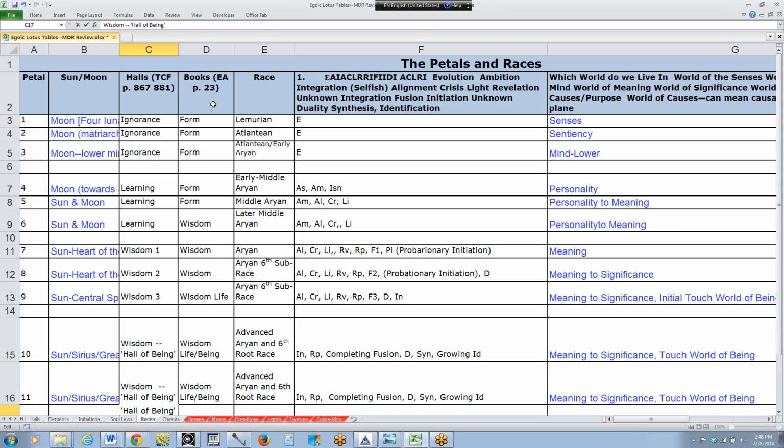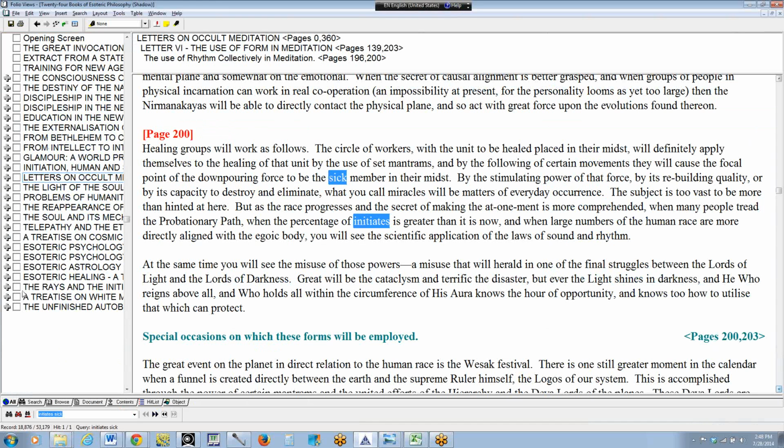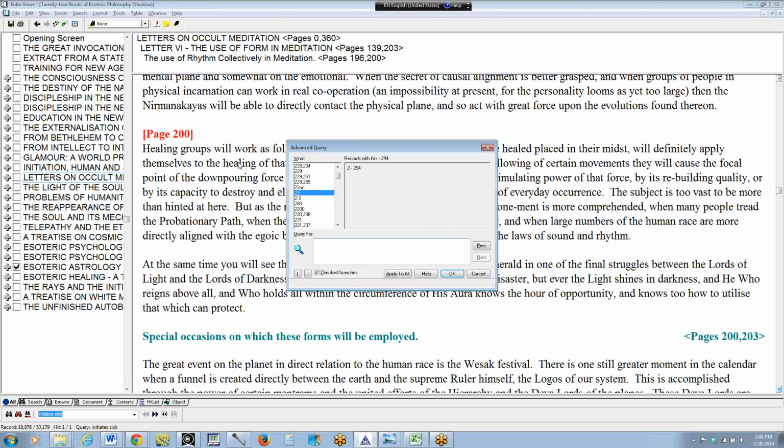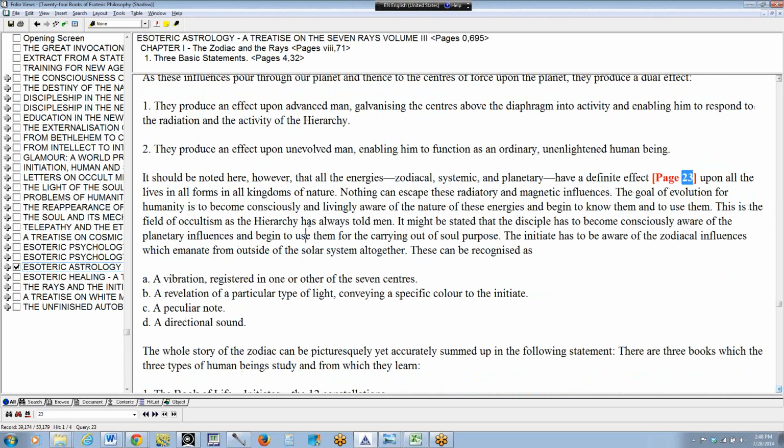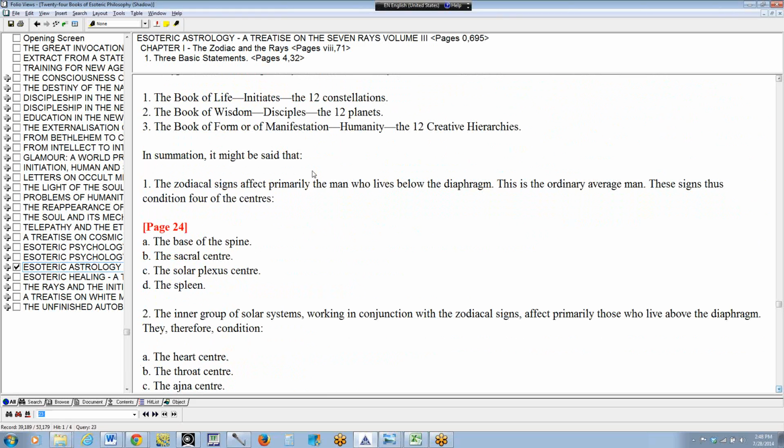Now, the books are interesting. The Book of Form, Book of Wisdom, and the Book of Life. So the Book of Forms, again, corresponds with the moon. And, you know, if we go to Esoteric Astrology, page 23, we'll see what he's talking about here. So it's the Book of Life, a Book of Wisdom, and Book of Form, or Manifestation. And we see they're connected with the 12 creative hierarchies, the 12 planets and the 12 constellations, respectively. But we're beginning below, because we are numbering from the earlier petals, and obviously the Book of Form, or of Manifestation, is lower than the other books.